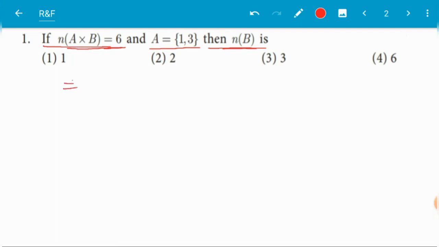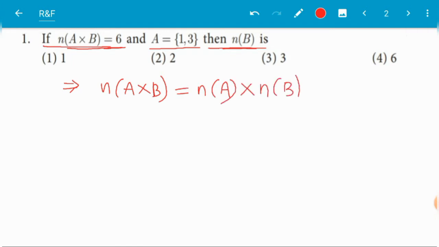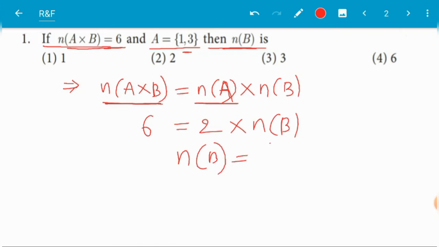So we have a formula. I already said n of A cross B is equal to n of A into n of B. This formula we are going to use. N of A cross B, they gave 6. That is equal to n of A, which means the number of elements in A. So 2 elements we have here. So 2 into n of B. We want n of B. Easily you will get 6 by 2, that is equal to 3. So the answer is option 3. Hope you understand. Let's see the next question.